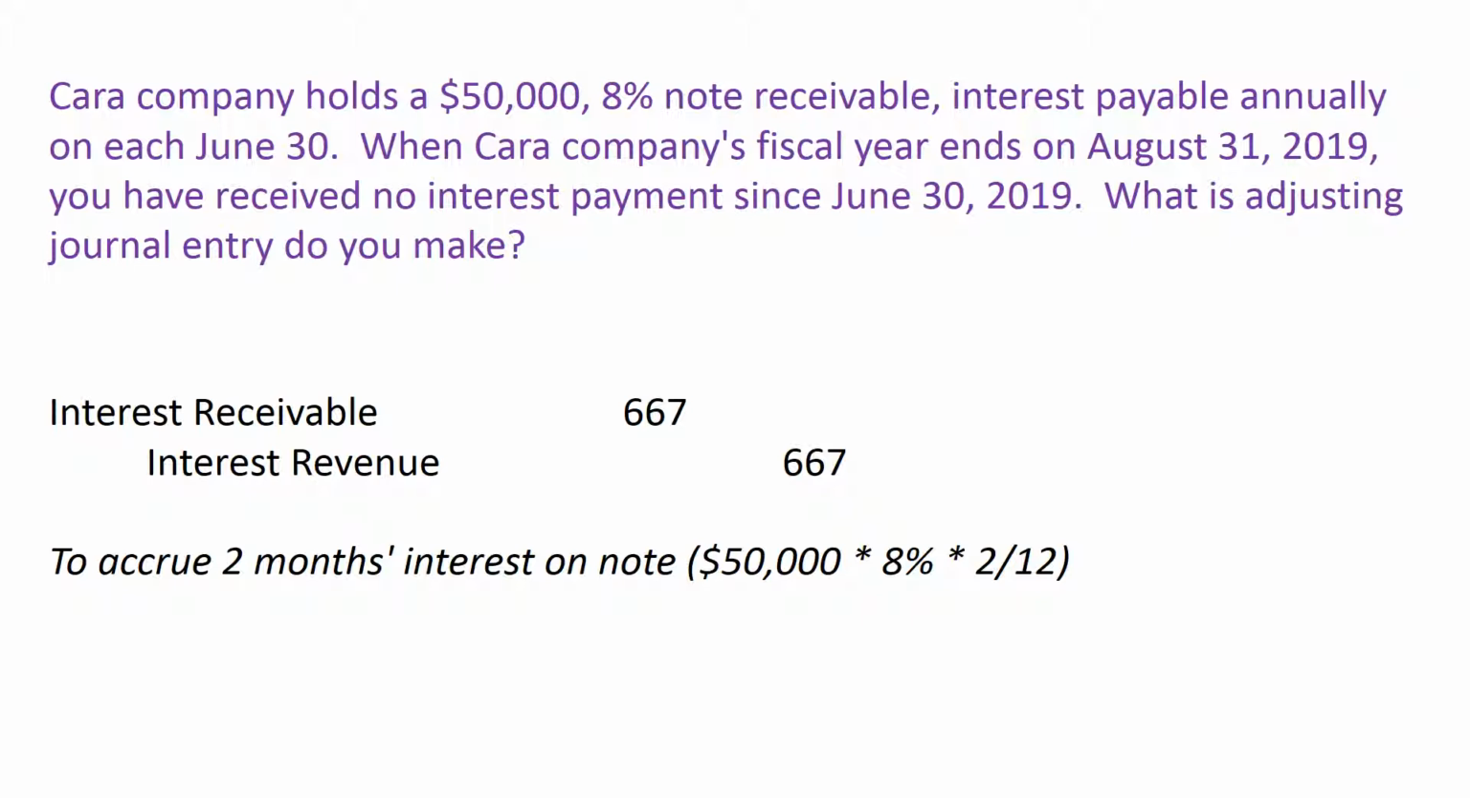Cara Company holds a $50,000 8% note receivable, interest payable annually on each June 30th. When Cara Company's fiscal year ends on August 31st, 2019, you have received no interest payment since June 30th, 2019. What adjusting journal entry do you make? You debit interest receivable, $667. You credit interest revenue, $667, to accrue 2 months interest on note, $50,000 times 8% times 2/12.